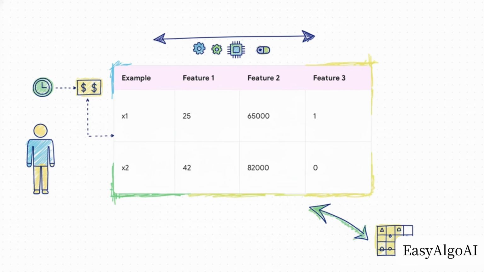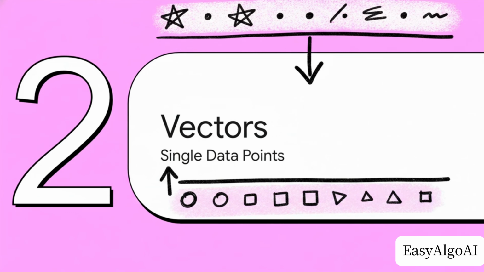You'll notice we completely ditch names or personal identifiers. An algorithm doesn't care what your name is, right? Plus, dropping it protects privacy. We only care about the hard, quantifiable features, things like age, income, or specific categories, all mapped out perfectly across these columns. Moving right along to part two, vectors, which are our single data points.